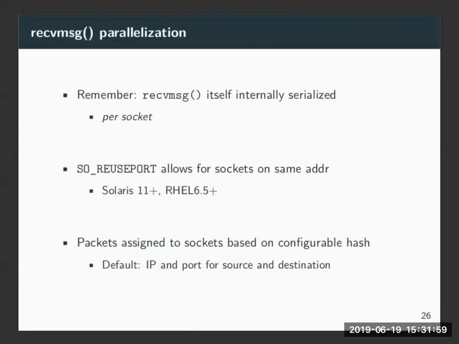Now, earlier, in one of the earlier steps, I mentioned that receive message itself tends to be heavily serialized, but it's serialized per socket. So obviously, if you have two different sockets, they're not going to conflict with each other because they're usually different traffic. So if we could make separate sockets for each of the listener threads, that would alleviate some of the contention here. But of course, we have to be listening on the same IP address, same port, because that's where all the clients are talking to us on. So normally you can't do that.